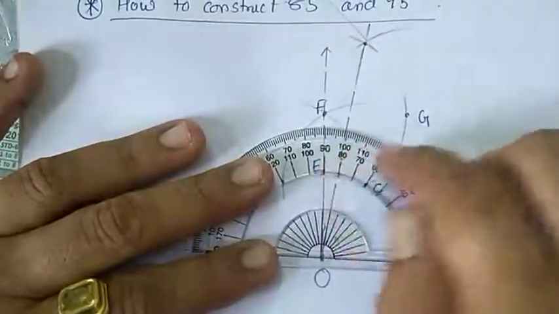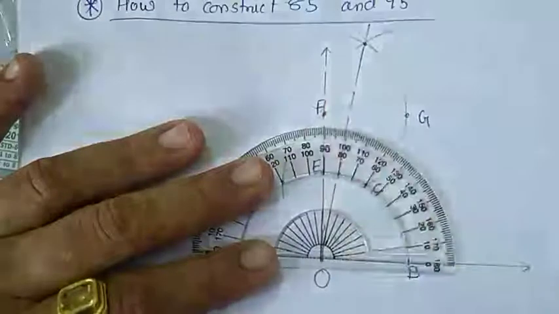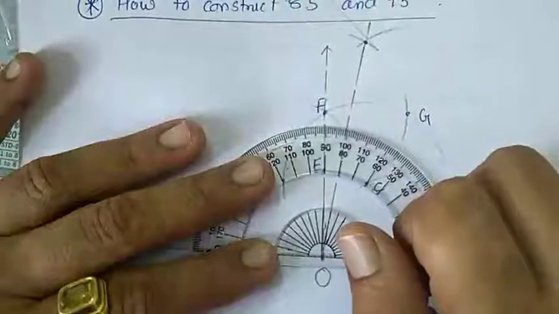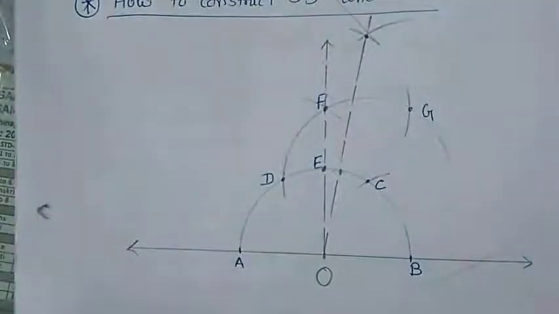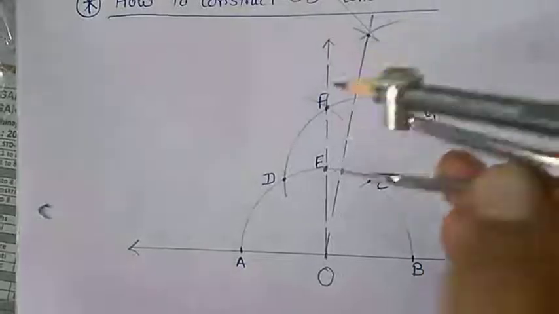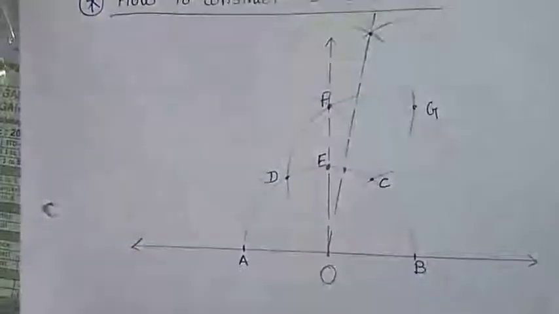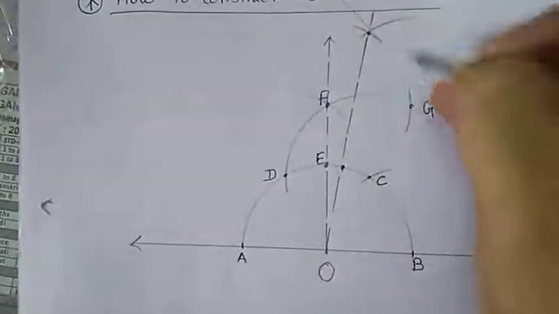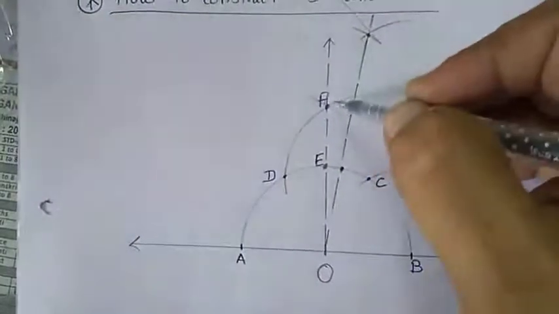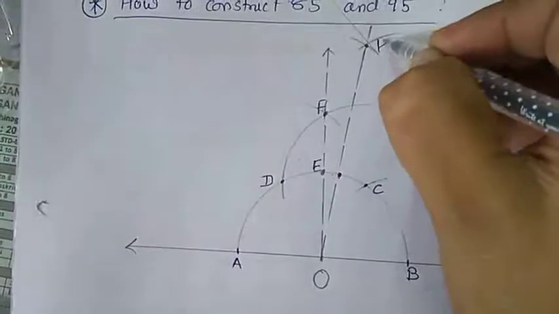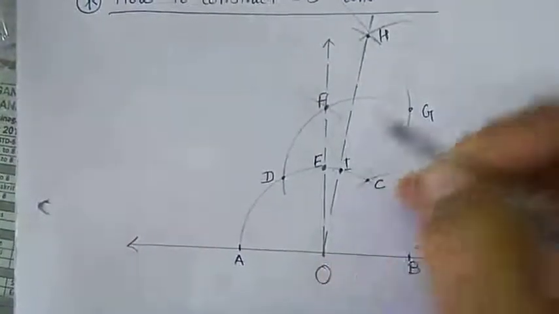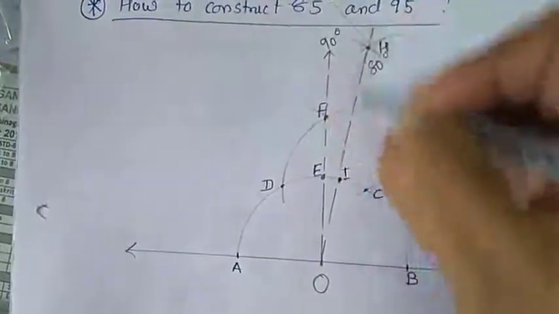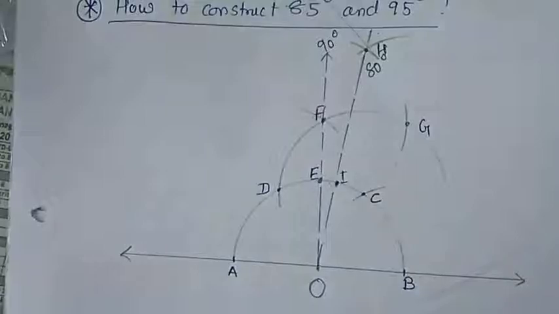So between 80 and 90 the difference is 10 degree. The bisector of 10 degree, meaning half, will be 5 degree. So 80 plus 5 is 85. So we can take the same radius of 3 centimeter. The new intersecting point we got, we name it I. This is 80 degree, this is 90 degree, and between these two will be 85.